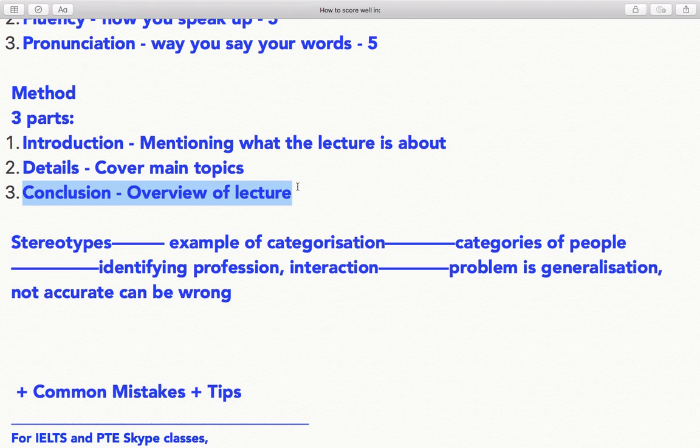So, this is it, guys. That's how you do it. Introduction, details, and conclusion. That's all you need to remember in the Retell lecture. Now, moving on to the common mistakes.